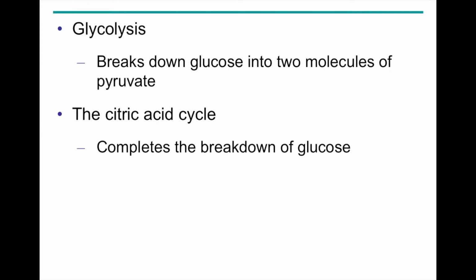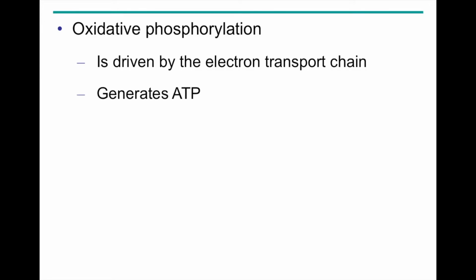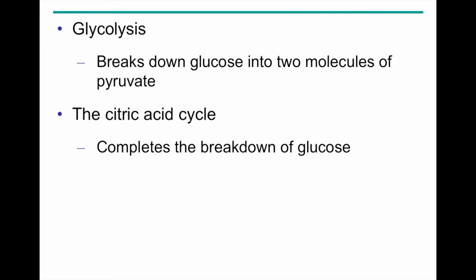So starting with glycolysis. Glycolysis breaks down glucose into two molecules of pyruvate. Then, in the citric acid cycle, we complete the breakdown of glucose. Finally, in oxidative phosphorylation, which is driven by the electron transport chain, where those electrons are being transferred from one enzyme to the next, we will actually generate ATP. So, glycolysis breaks down glucose, and we could figure that one out just from our root words here: glucose, and lysis means to break down or split apart. So if you ever see something like hydrolysis, we're breaking apart water molecules.